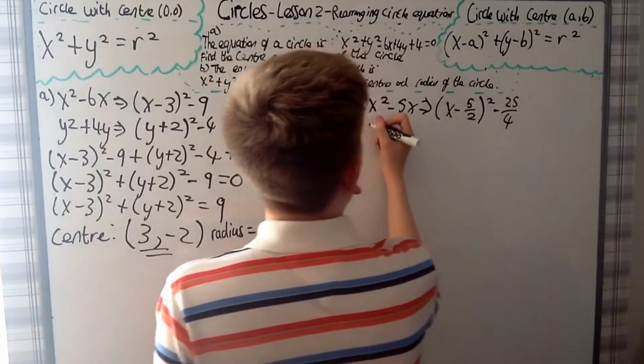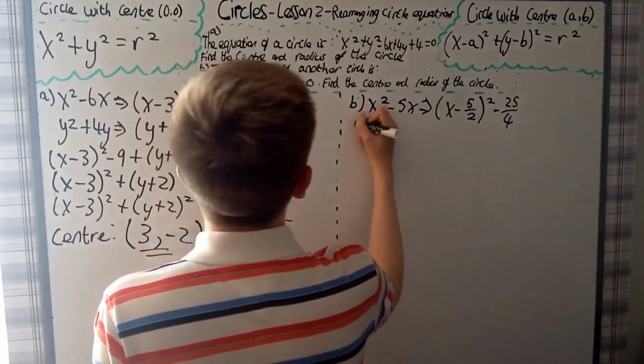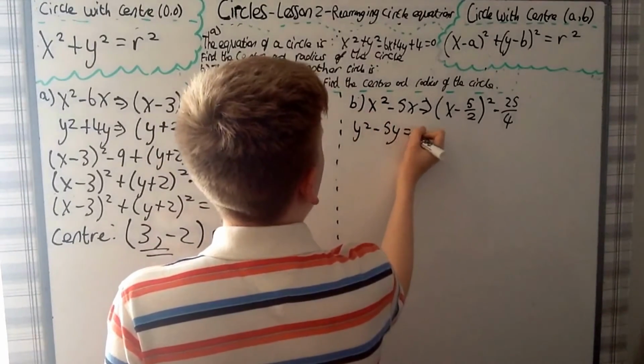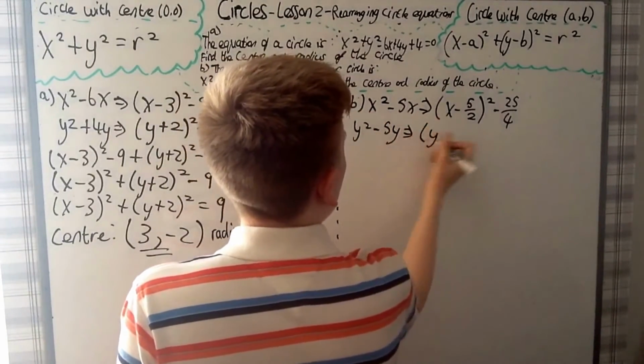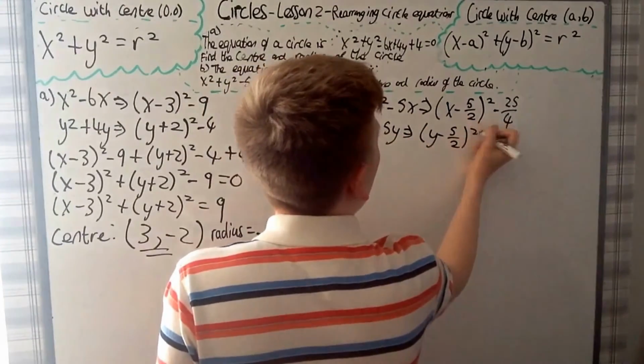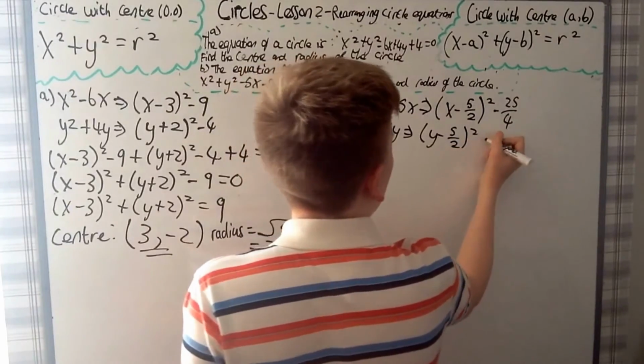We now consider the y's from this question, and we have y squared, we have a minus 5y as well. So this is very similar. Minus 5 over 2 again, halving the coefficient of y, and we're going to get the same answer when we square minus 5 over 2.